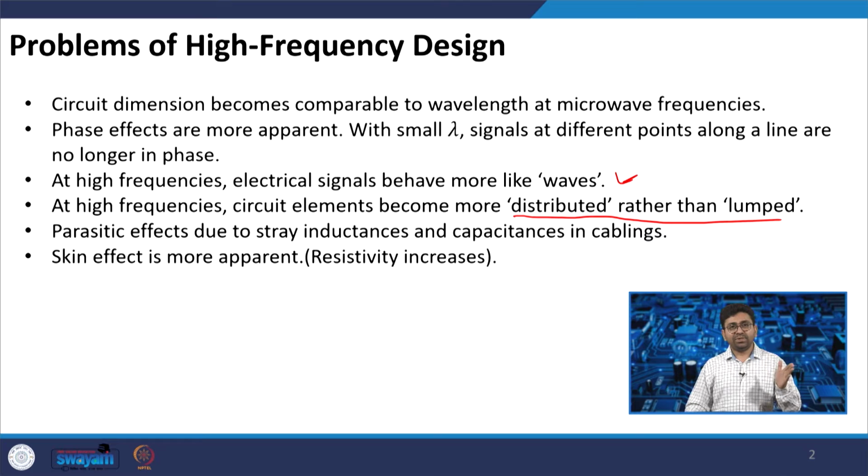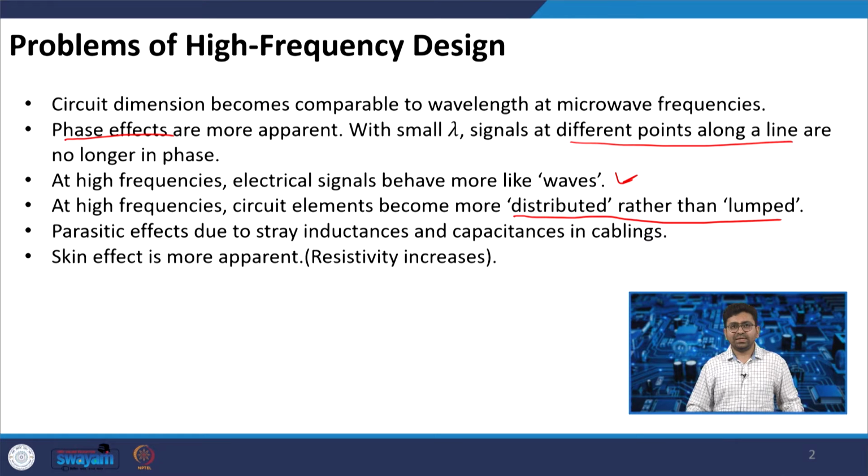At high frequency, another important effect is the phase effect. Phase effect is more apparent. With small lambda, signals at different points along a line are no longer in phase. If we take an example of a differential amplifier, and you are not getting a 0 and a 180-degree phase shift, then there is more feedthrough and your CMRR will reduce. So, phase effect is more apparent in high frequency design.